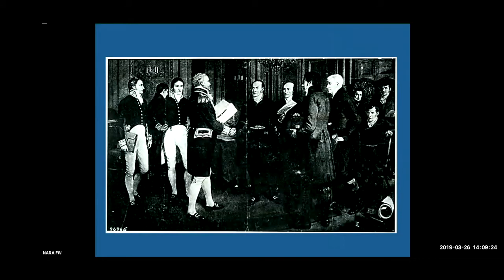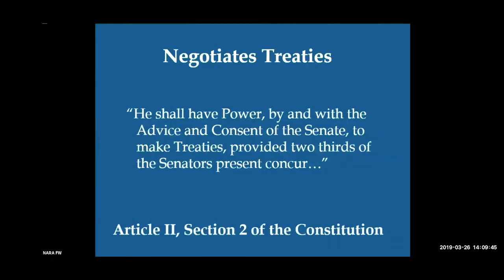This is an image of the signing of the Treaty of Ghent. It was actually signed on December 24th of 1814. So these diplomats were busy at work even during the holidays, as this treaty was signed on Christmas Eve. And so the power of the president is to negotiate treaties.